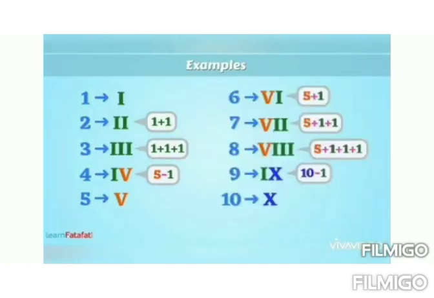For 5, we can use the symbol V. Now for 6, we can add to the right by writing 5 plus 1 using rule number 3. For writing 7, we add 2 times I to the V, that is 5 plus 1 plus 1 equals 7. For 8, we will add I 3 times to the V. For 9, we will again subtract 1 from X, that is 10 minus 1 equals 9. For writing 10, we will use X.